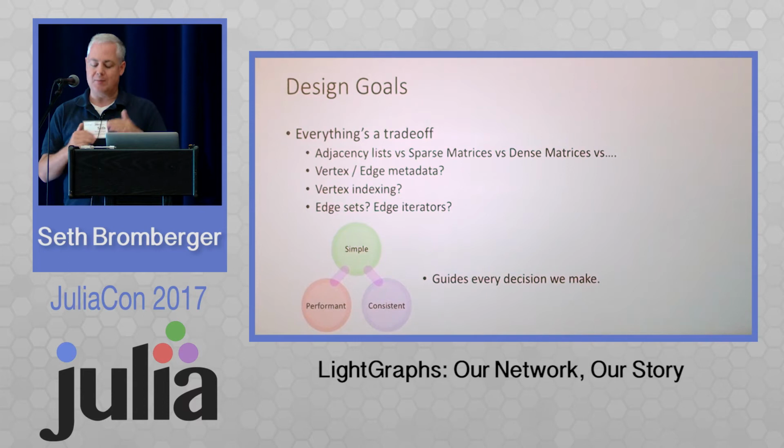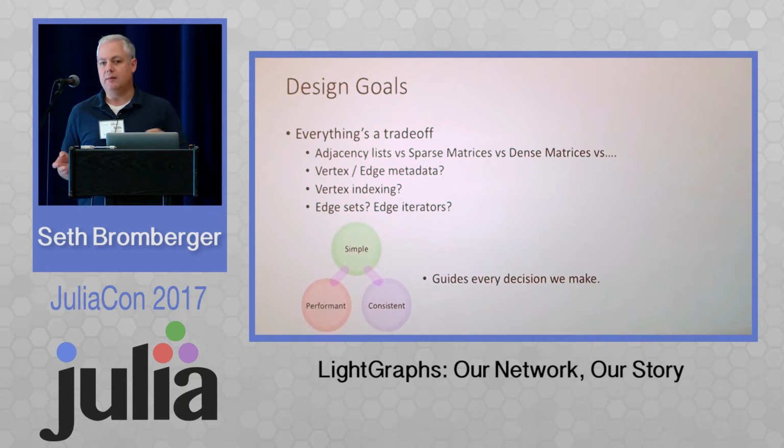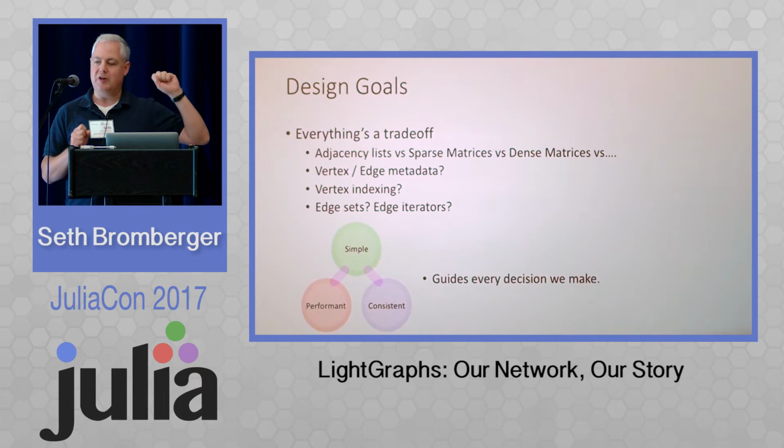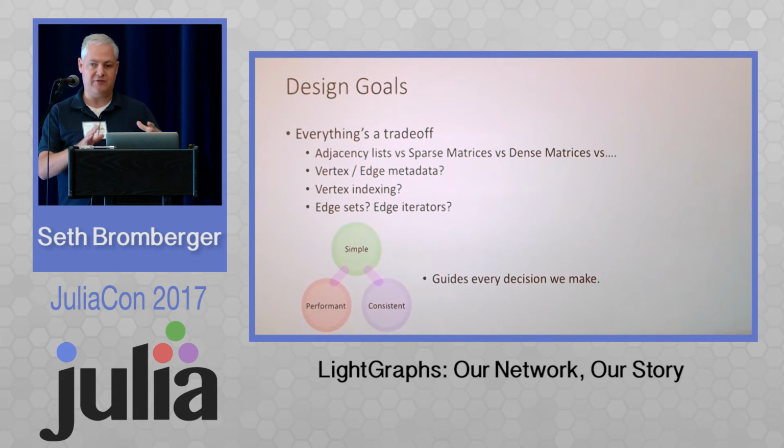Vertex and edge metadata was a fairly important decision that we made. It was less controversial, actually, than I thought it would be. But essentially, we store graph structure and the interrelationships between the vertices. We don't store anything else in LightGraphs. So if you need the color of a vertex or the weight of an edge, we don't store that. You have to store that externally. And that actually turned out pretty well, because it means you can have very complex data structures associated with vertices and edges that can be accessed very quickly in other optimized data stores. We didn't want to be a general database. We wanted to be a graph analytics package.